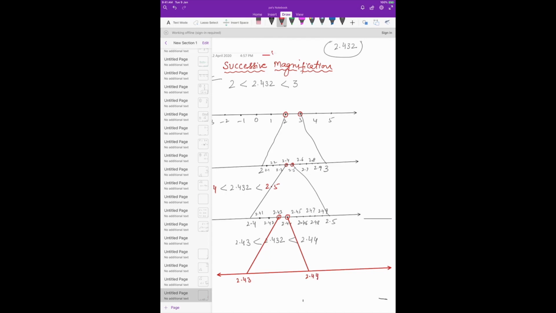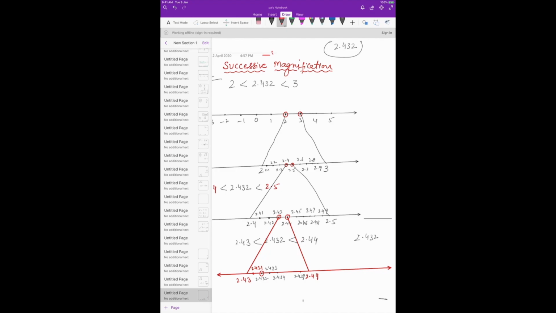Again if you mark the numbers, it will be 2.431. I'll take another pen. 2.432, then 2.433 and so on, 2.434 up to 2.439. Which was our number which we wanted to represent? That was 2.432, which we have already obtained here as 2.432.